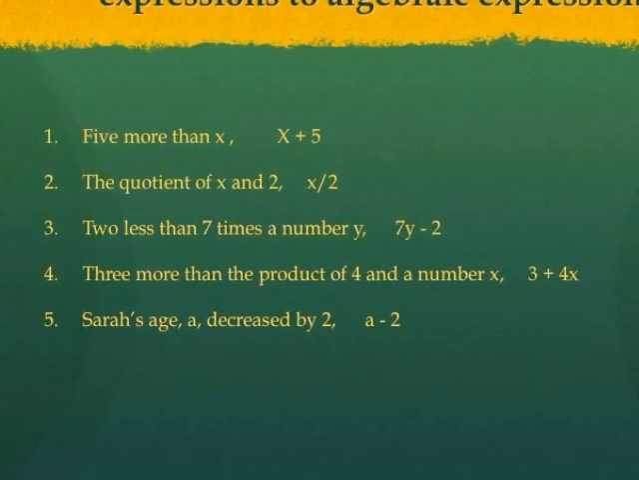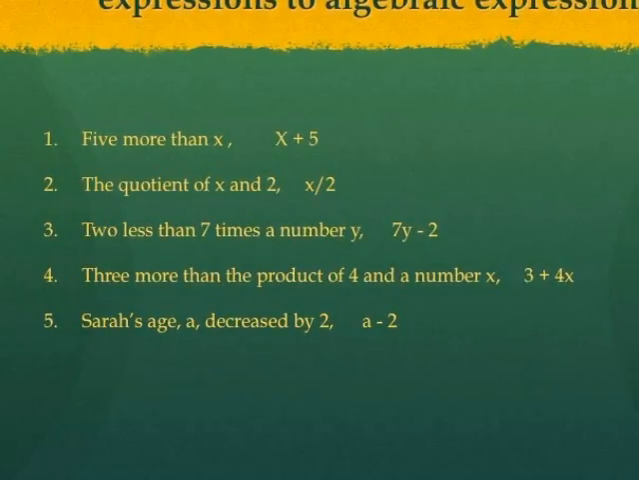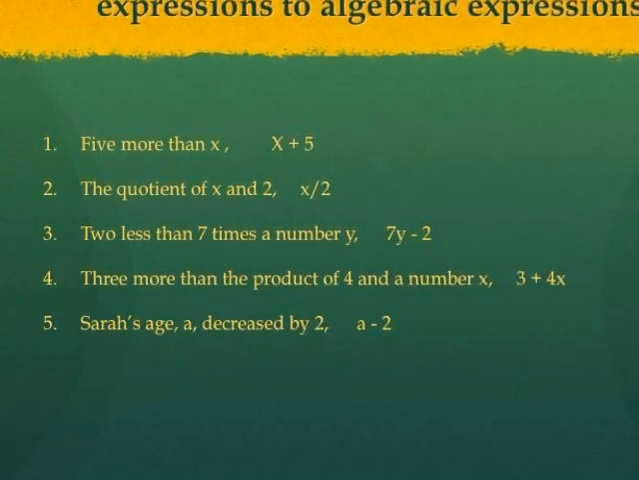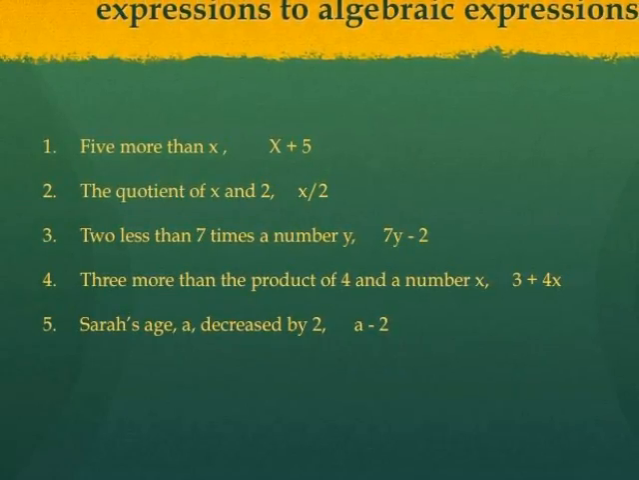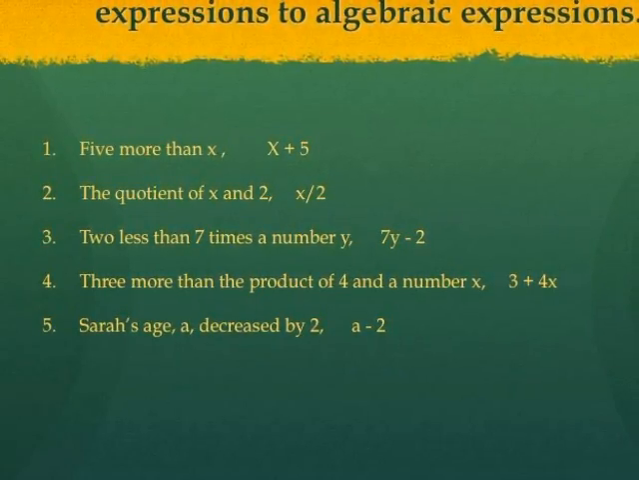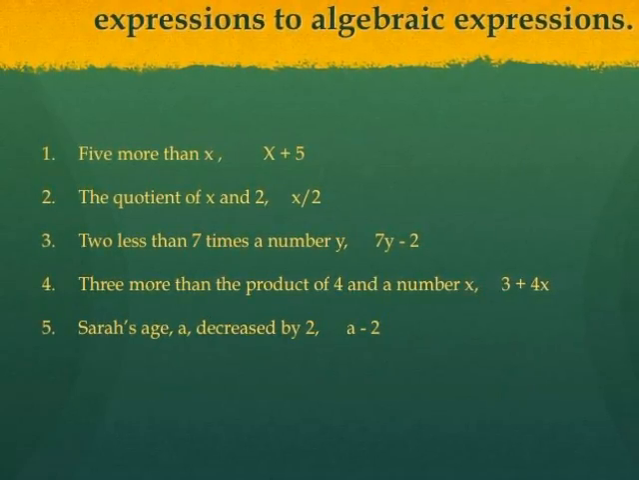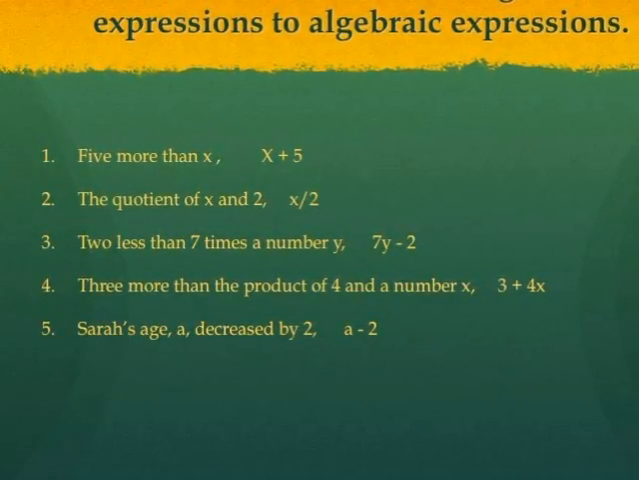Number 3, 2 less than 7 times a number y. 7 times a number y is just 7y. And less than 2 is just minus 2. So your answer should be 7y minus 2.